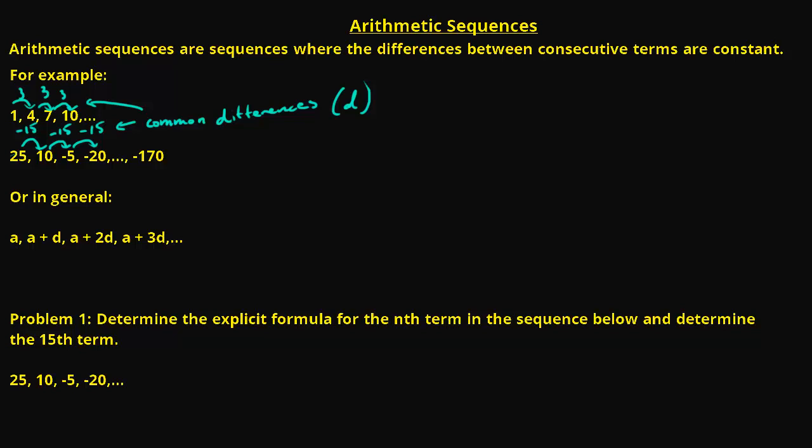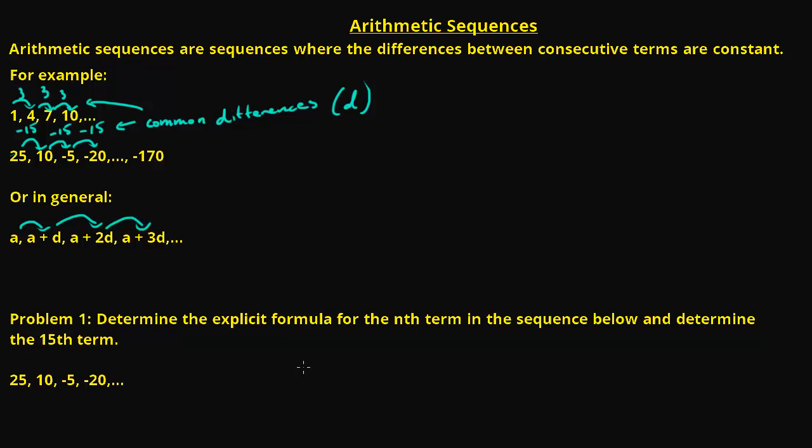In general, we can write an arithmetic sequence as a, where a is the first term, and then a plus d, a plus 2d, a plus 3d, because we're just adding d to the previous term to get the current term. So a plus d would be the second term if a is the first term. A plus 2d is the third term, and then a plus 3d is the fourth term.